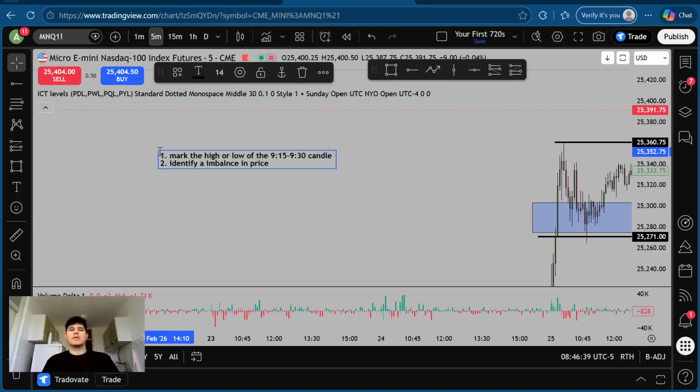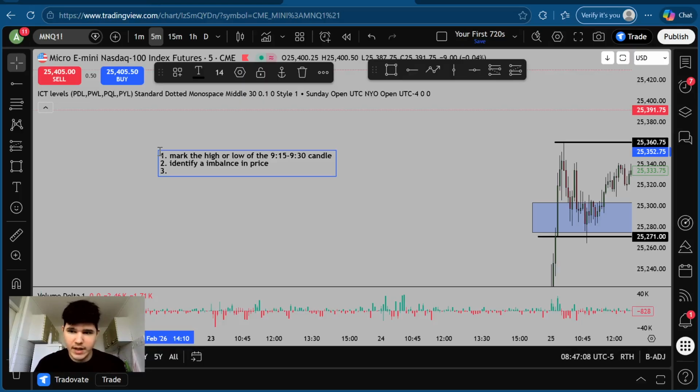Now this second step, identify an imbalance in price. This is where it gets a little more complicated because people will just mark out anything and everything, but there will be a separate video going over that in a different time. You don't need this, but for me, I found through forward and back testing that it significantly increases your win rate all the way up to a 80% win rate, right?